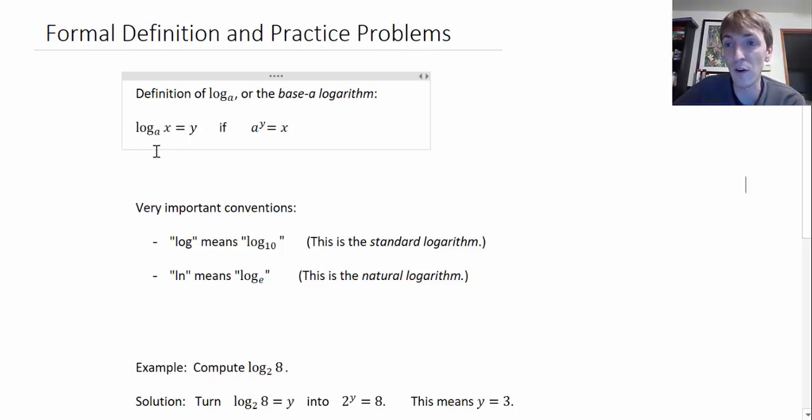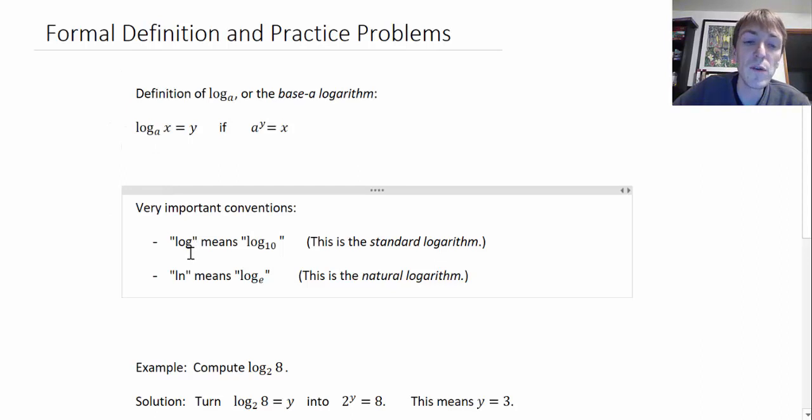And that would have a different graph and everything. Okay, now there's two super important conventions with logarithms that we're going to need to remember because they're going to come up all the time. So we have defined right now log base a, and that little a is a subscript.